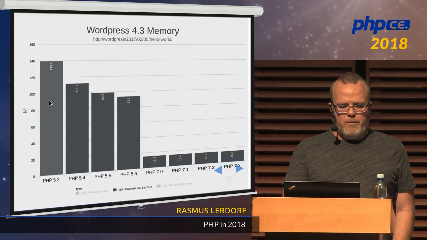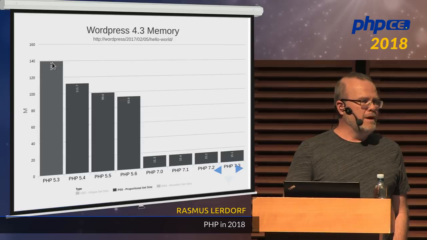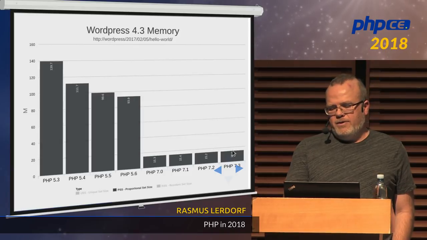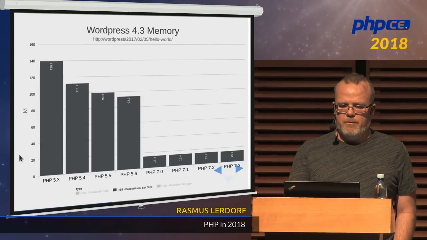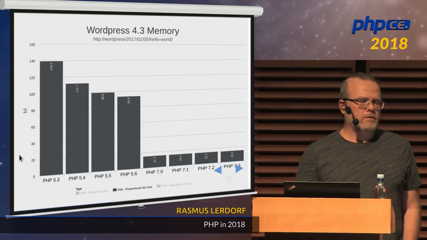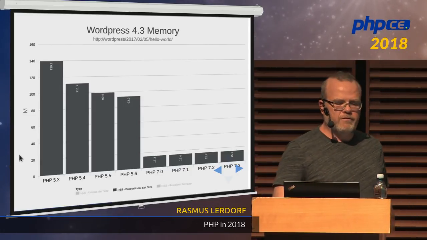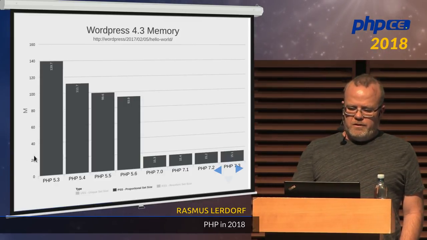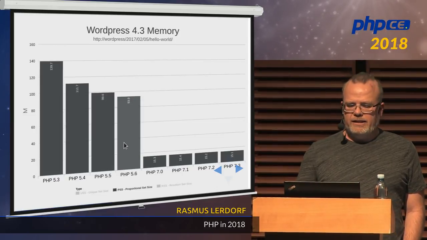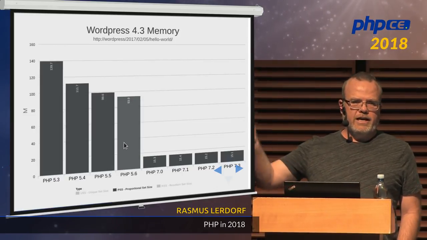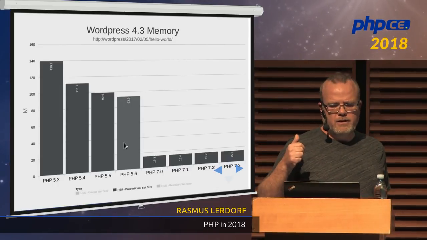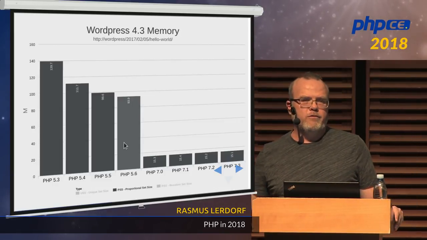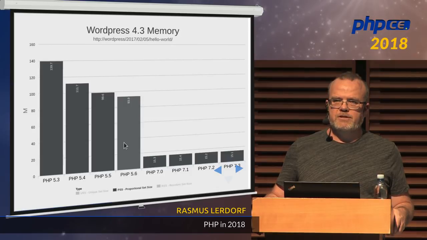Even more important, the amount of memory: from PHP 5.3, about 140 megabytes to serve up the front page of WordPress, down to 15. This is why PHP 7 is so much faster than PHP 5. The memory management is just so much better, and we don't copy things around as much as we did in PHP 5. That's where all the speed gains come from. So if you're still on PHP 5.x of any kind, you're kind of lucky, because if you're hosted on AWS, like an earlier talk today said, your instances can shrink a hell of a lot. You can turn off half your instances once you move to PHP 7.